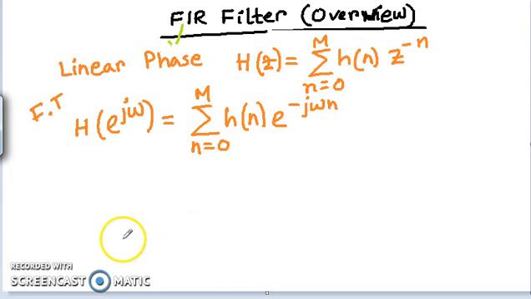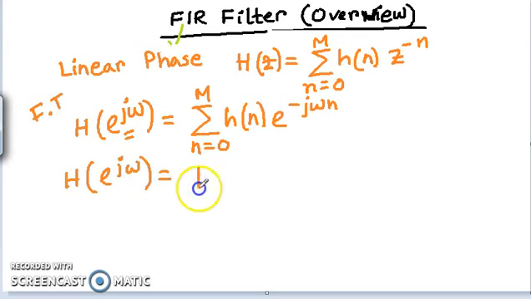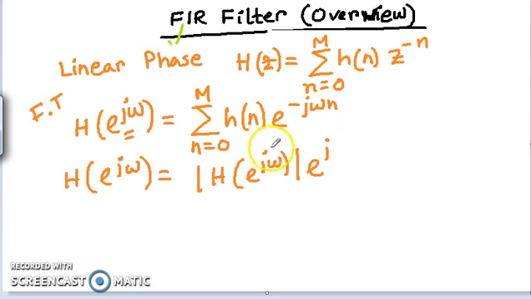Now if I represent this, as it is a complex quantity, it can be represented in polar form. So H(e to the power j omega) can be written in polar form in magnitude as well as phase angle. So this is the magnitude, and e to the power j theta, suppose theta is a function of omega, this is the phase response. Okay.